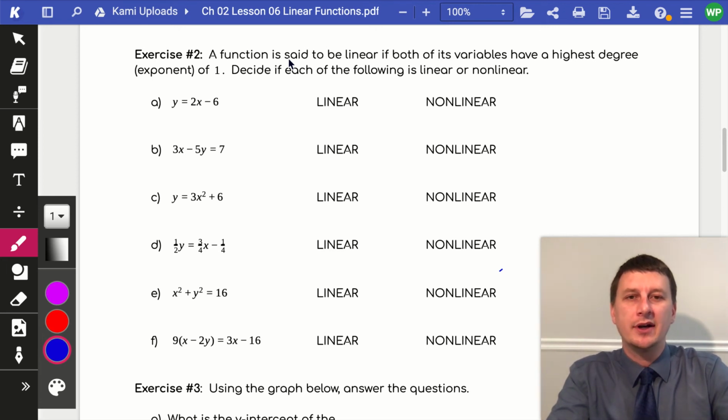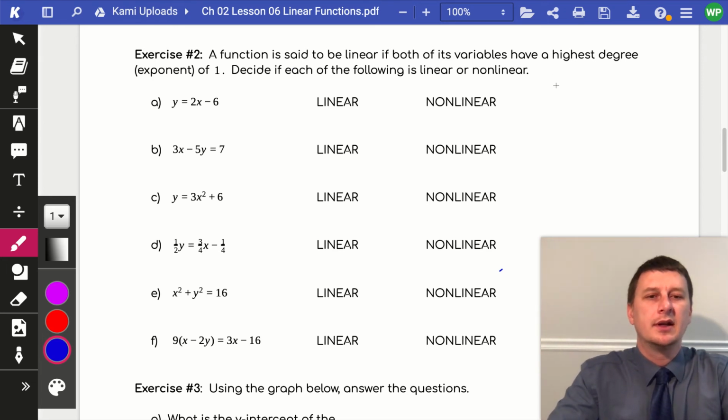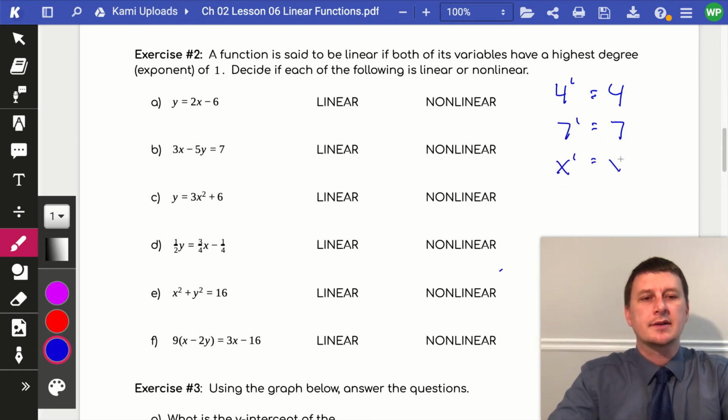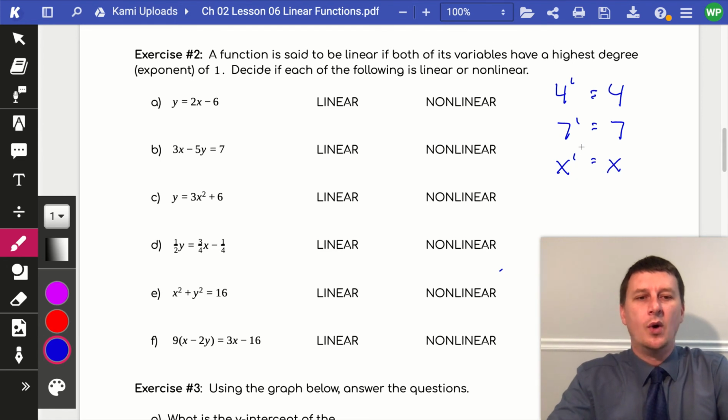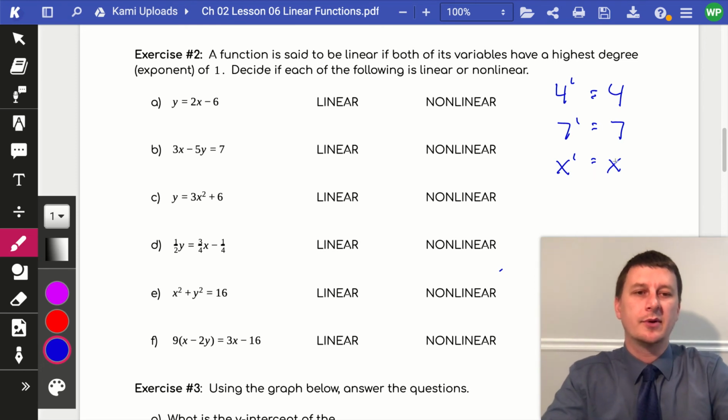So we're going to be looking at the variables, and if they each have an exponent of 1, so let's remind us what an exponent of 1 looks like. If we have 4 to the first power, how can we rewrite 4 to the first power? Well, 4 to the first power is just 4. 7 to the first power, what does that equal? Oh, that's just 7. So x to the first power is just x. So we're not necessarily going to see a 1 as an exponent. We're just going to see a variable that doesn't have an exponent on it. So that's what we're looking for.